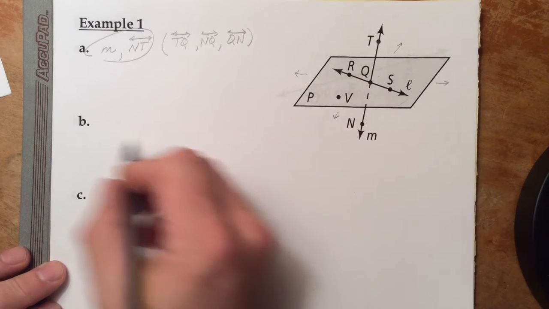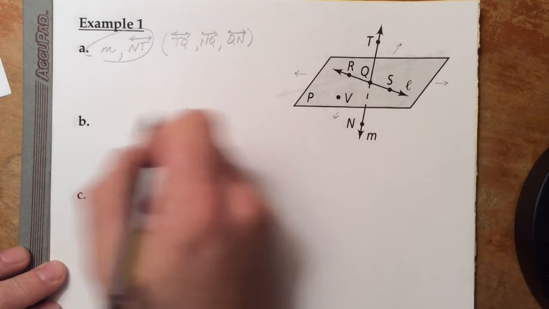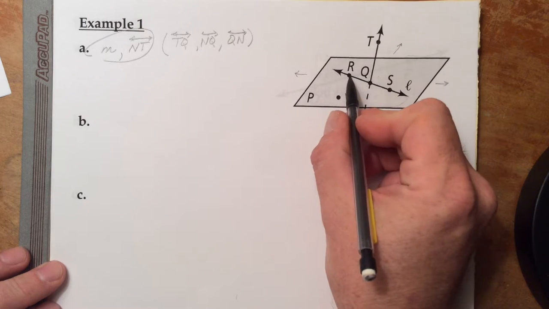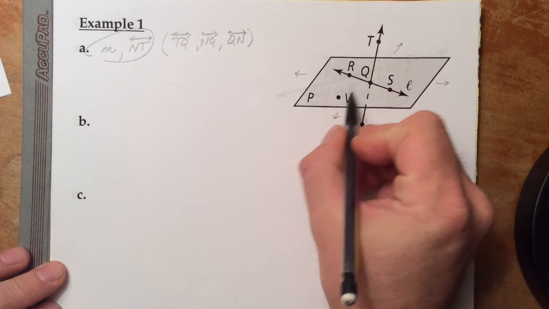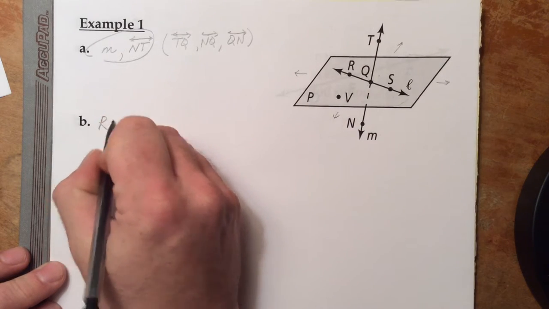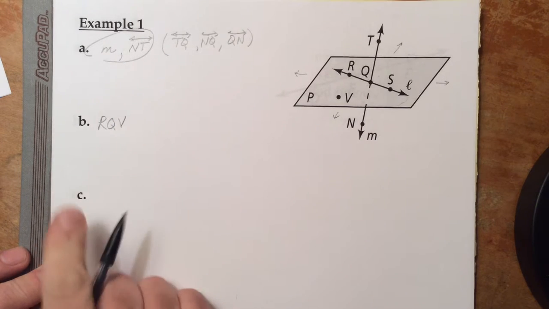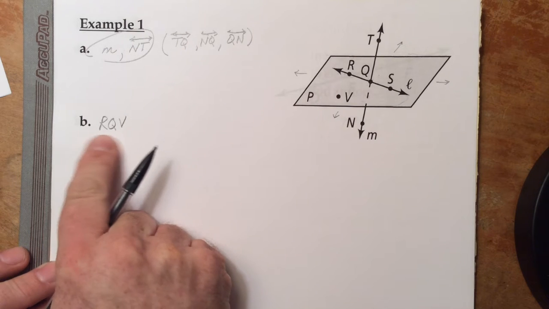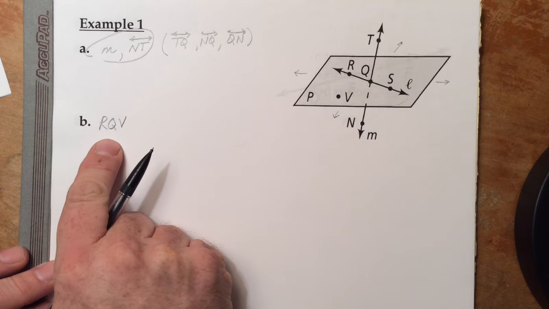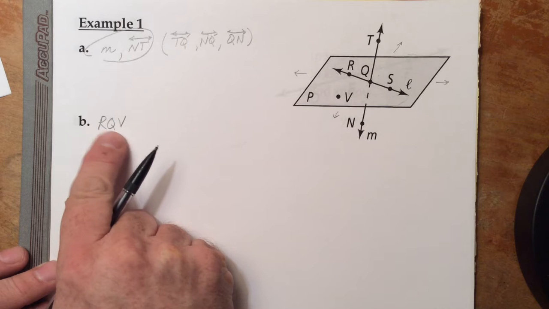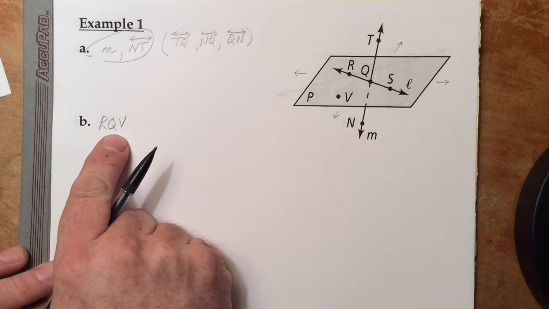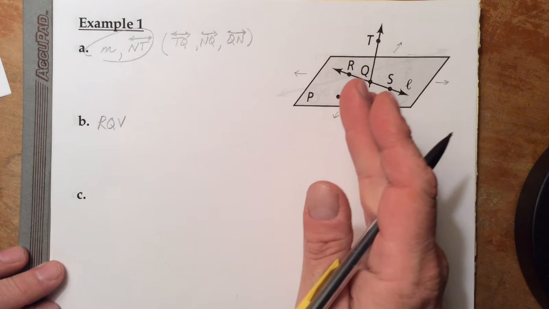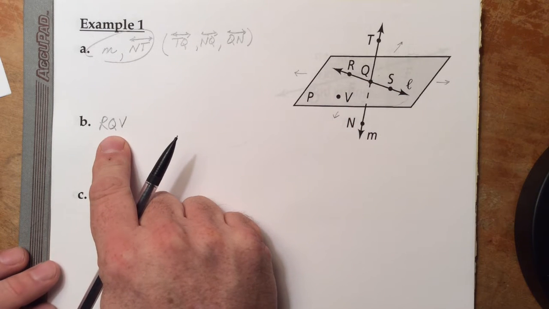So, for instance, we can call this plane P. We can call it by using 3 points, points R, Q, and V. Plane RQV or plane QRV or plane VQR, it doesn't matter the order. But one thing you need to make sure of is that there are no commas between the letters. If you put commas between the letters, you're no longer naming a plane, you're naming 3 separate points. So be careful with that. Commas or lack of commas are important.